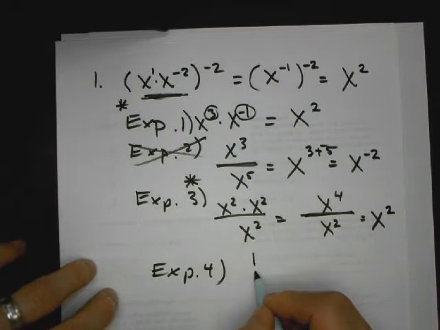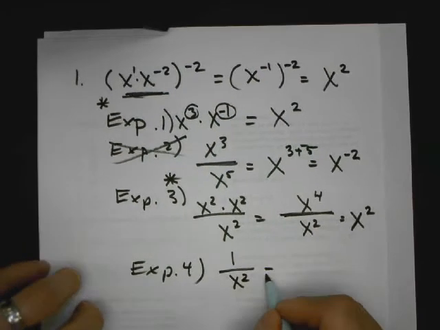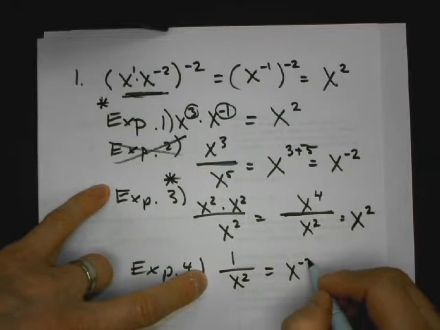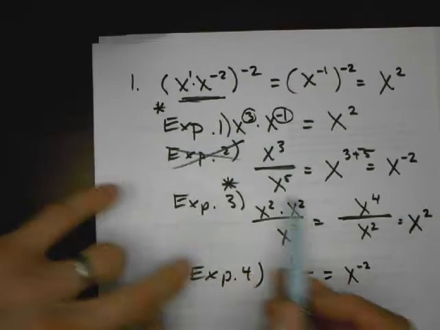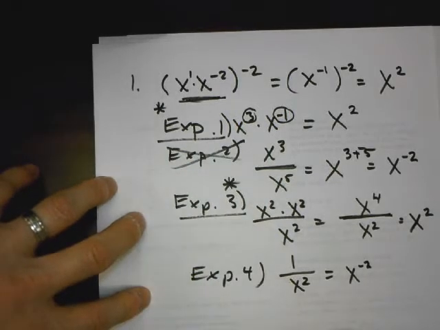Expression 4 is just 1 over x squared. Well, when we flip, that's what we do when we have a negative exponent. We flip it, right? So that's not the same. So the only ones that were the same were expression 1 and expression 3.